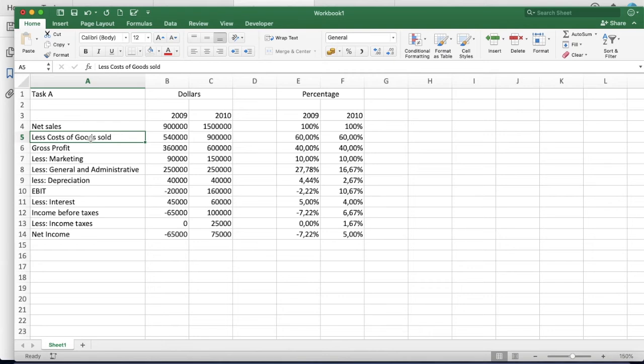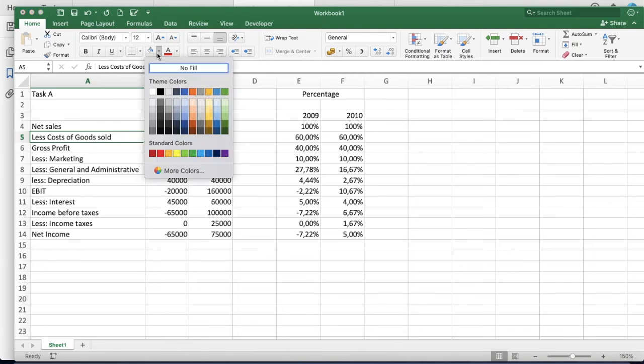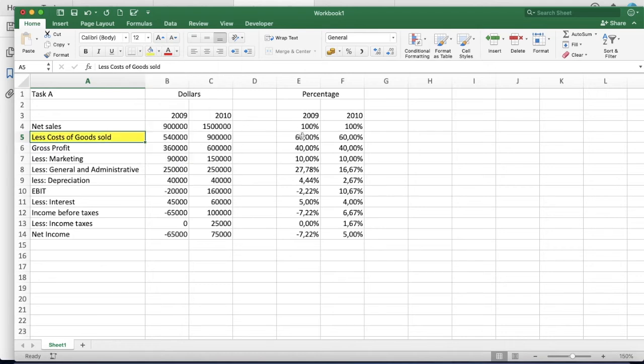Now, for example, I will fill the cells of variable costs with the yellow color. Then the marketing here, see, for the marketing per unit, the marketing expenses per unit are also constant, which means that marketing expenses are also variable costs. So I will fill the cells also with the yellow color.